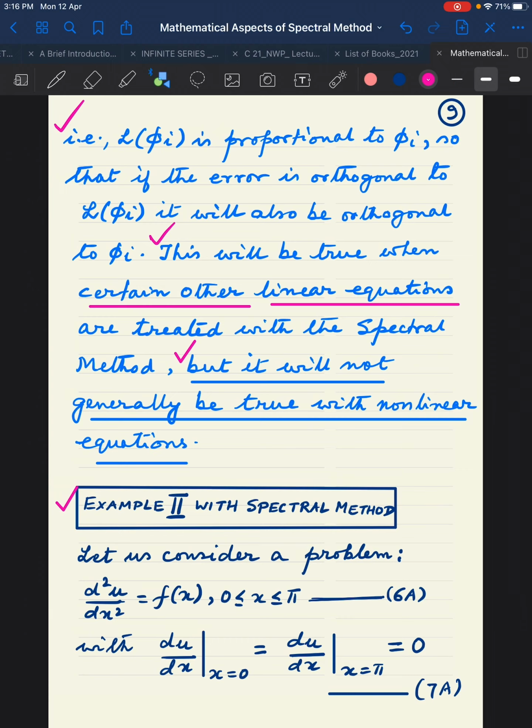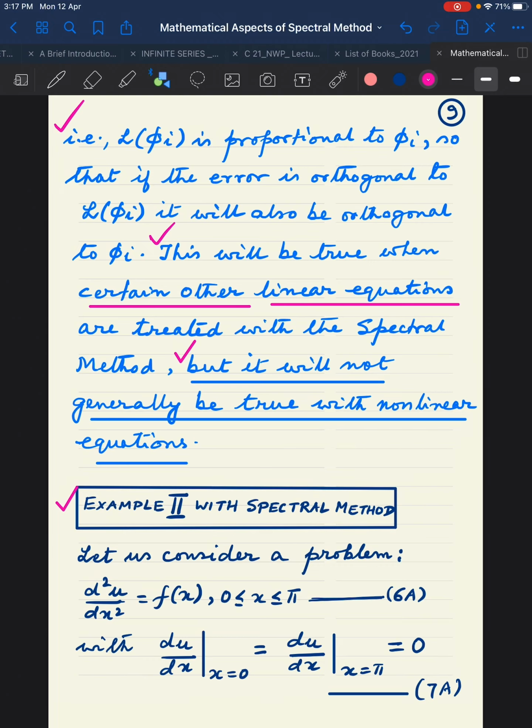It is a similar type of problem, but the boundary conditions are a bit different. What are the boundary conditions here? du/dx at x equal to 0 and du/dx at x equal to pi, both are 0. Not the original function, but its first derivative at x equal to 0 and x equal to pi vanishes. So now I think you are intelligent enough to guess what the basis function will be here.